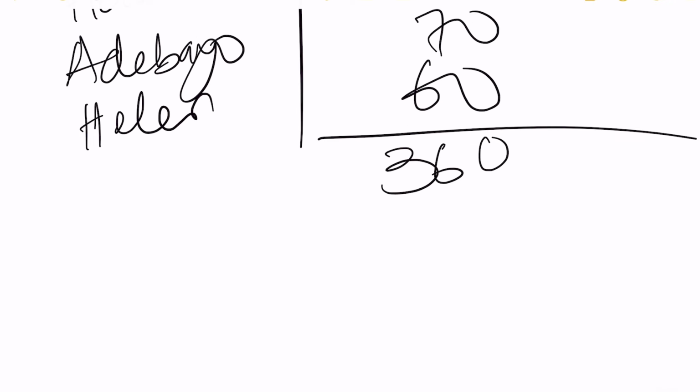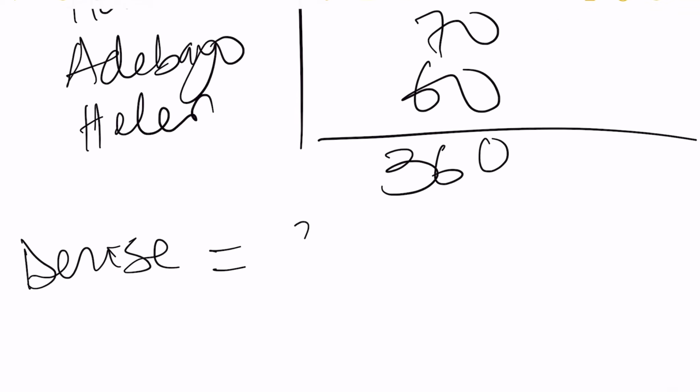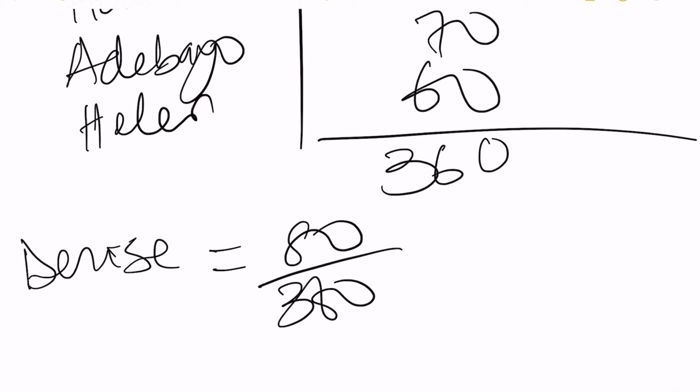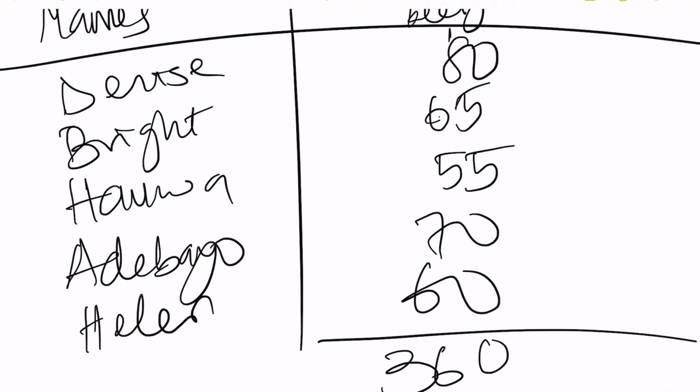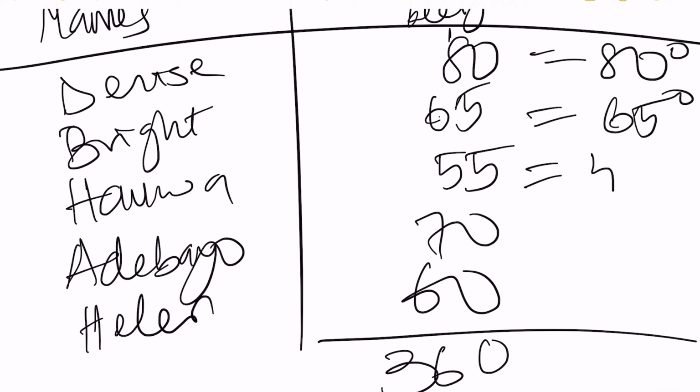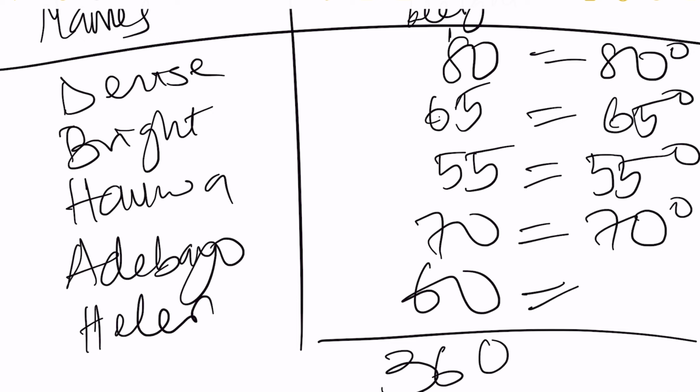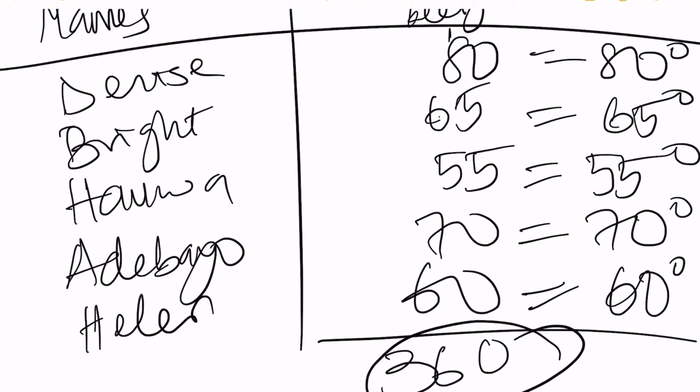So now, for Dennis, we have 80 over 360 times 360. So here is also 80 degrees. Here will be 65 degrees, here is 55 degrees, here is 70 degrees, and here is also 60 degrees, since we have it to be also 360 degrees.